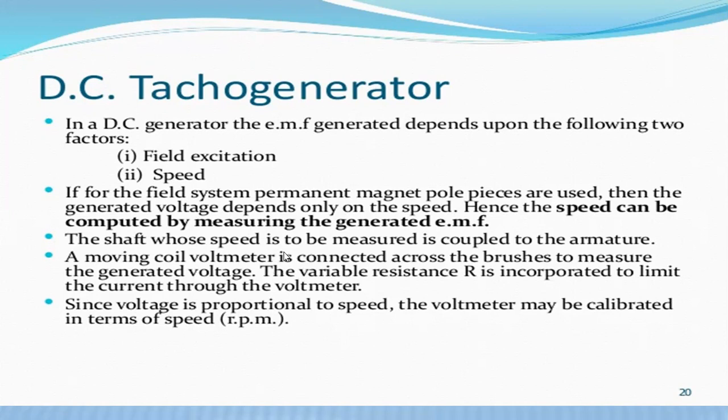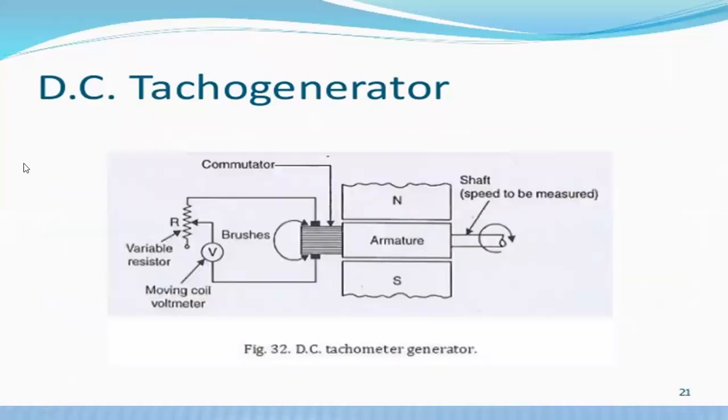The shaft whose speed is to be measured is coupled to the armature. A moving coil voltmeter is connected across the brushes to measure the generated voltage. So the moving coil voltmeter is connected through the brushes for measuring how much voltage is generated in the DC tacho generator. So it is the overall setup of the DC tacho generator.